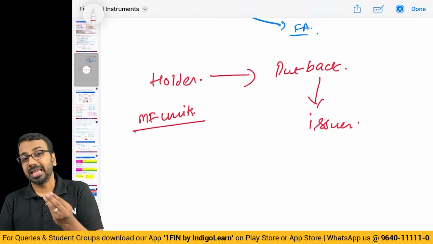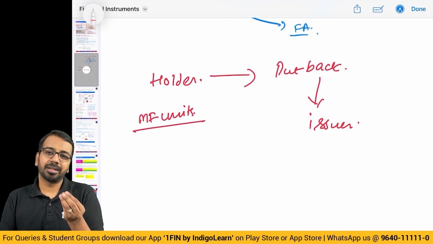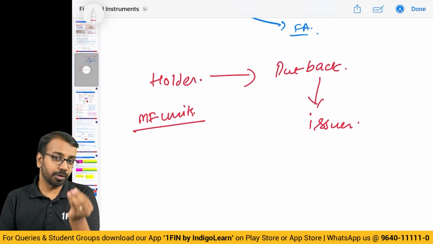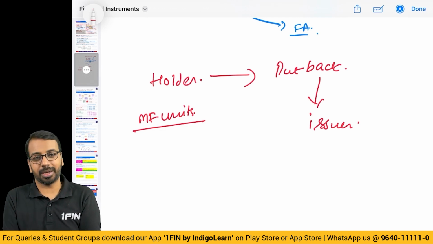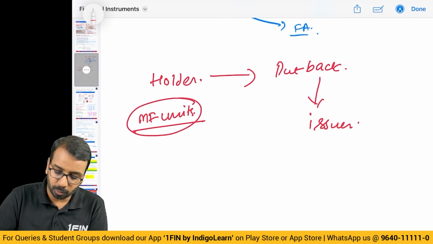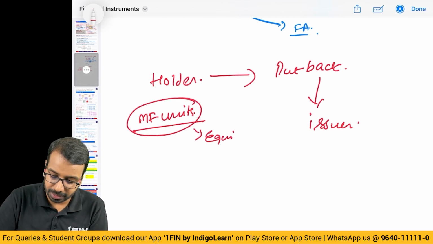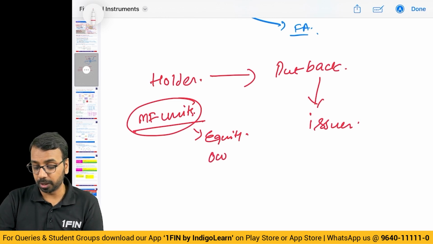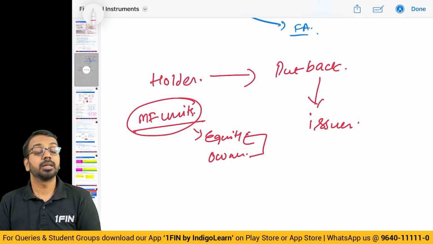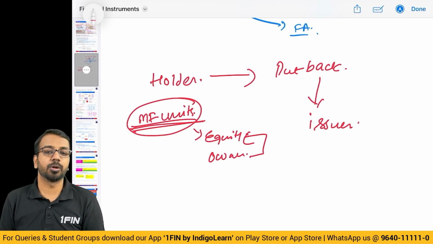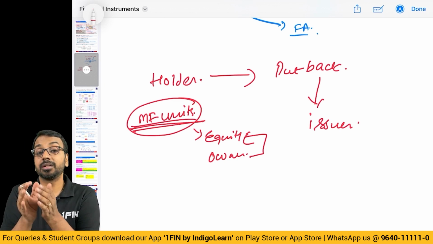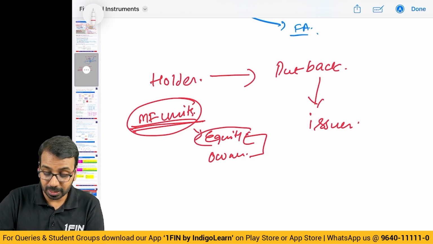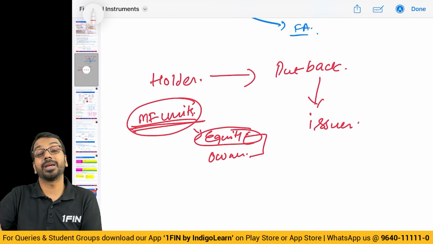Now, if I hold mutual fund units, typically I am an owner in the mutual fund, correct? Because whatever units I hold entitle me to ownership rights. If I am an owner, if I have residual interest, it is equity. Mutual fund unit holders are also entitled to the net asset of the mutual fund. But in case of equity, typically it is the residual interest, you pay them at the last.